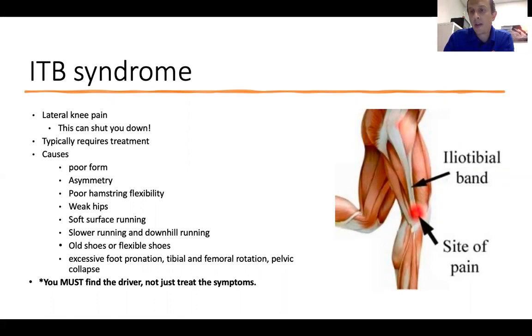That would put tension on the IT band because it's on the outside of your leg. That can increase the pressure on the outside of the knee. It's not always what causes this, but that's one example.